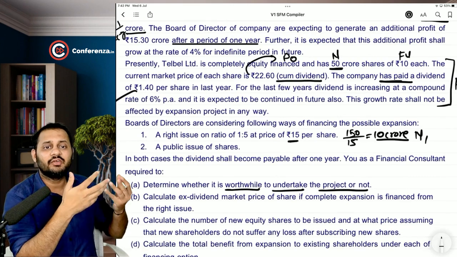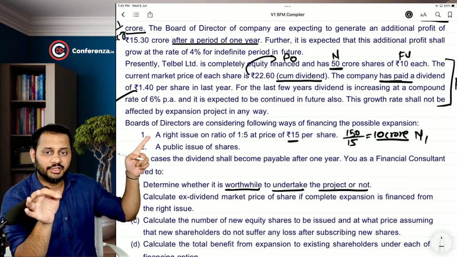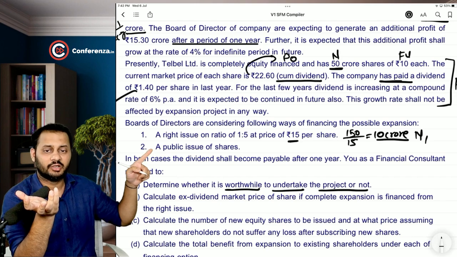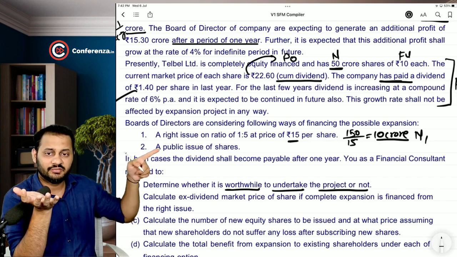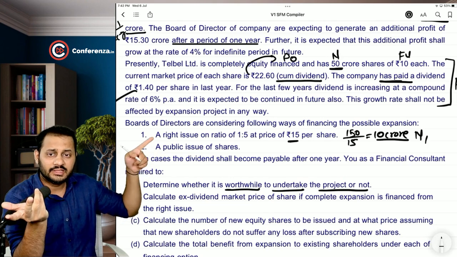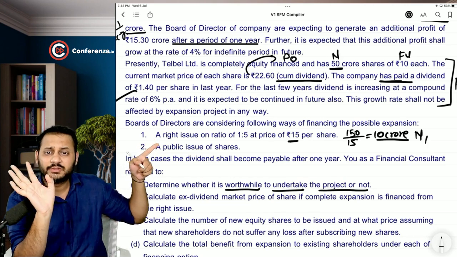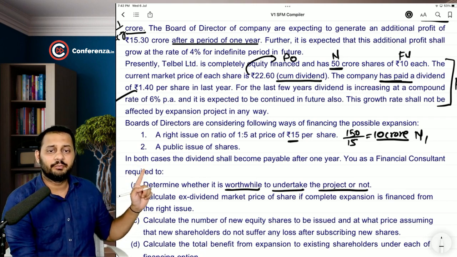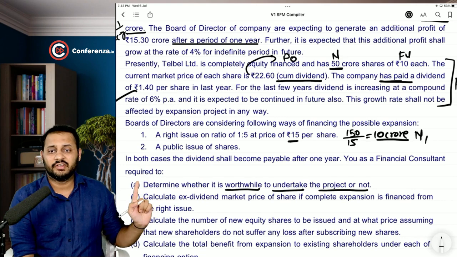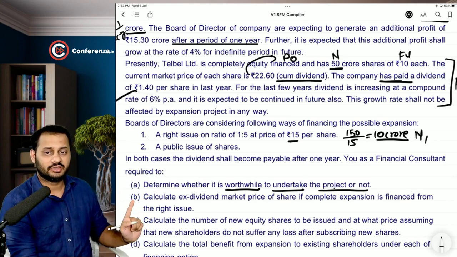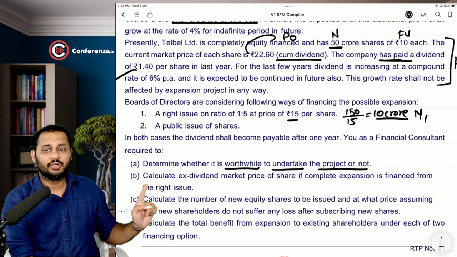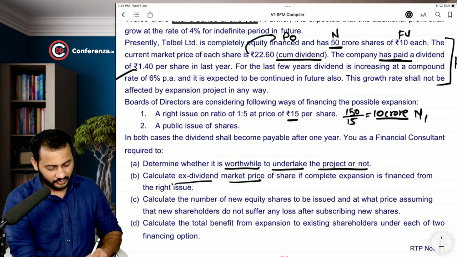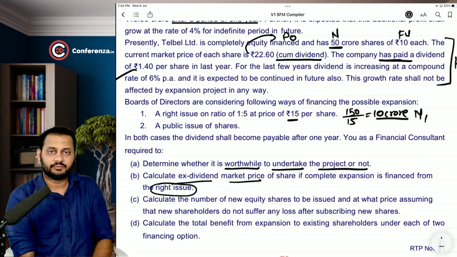So we can raise that 150 crore by issuing right shares or by issuing a fresh issue of equity share or a public issue of equity share. So this will be done at the market price. This will be done at some subscription price, which is 15. Okay. In both the cases, the dividend shall become payable after 1 year. You as a financial consultant are required to, I am just coming directly to the second point, calculate X dividend market price if complete expansion is financed from right issue.